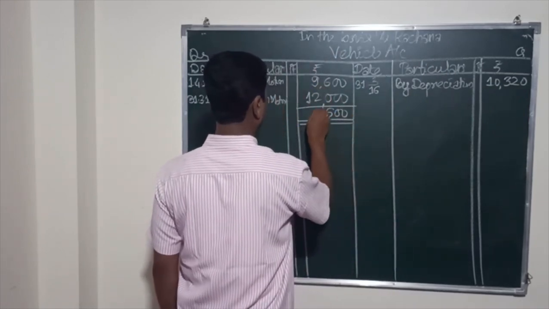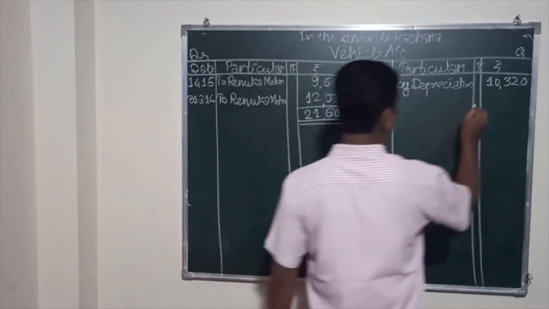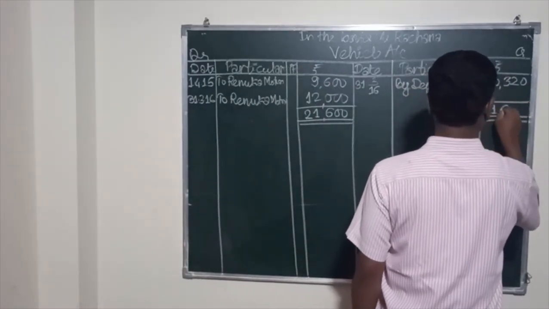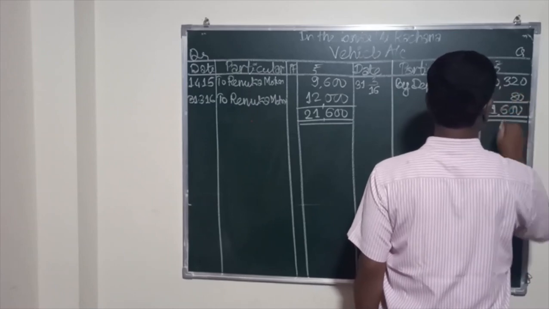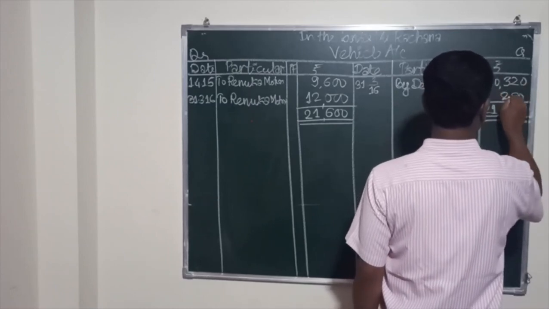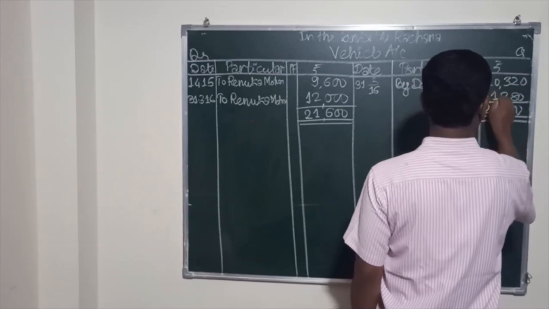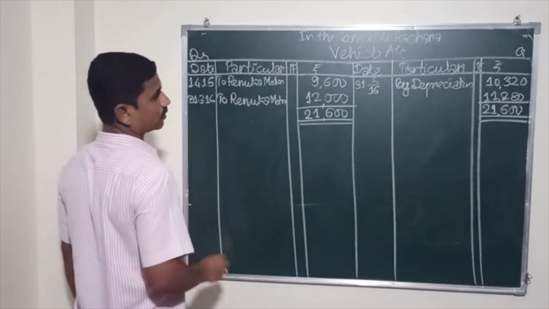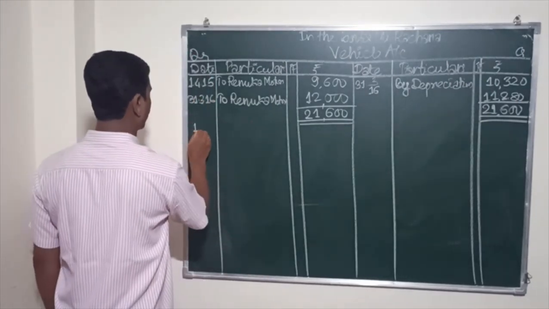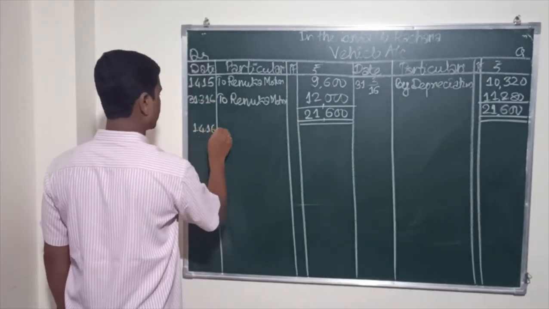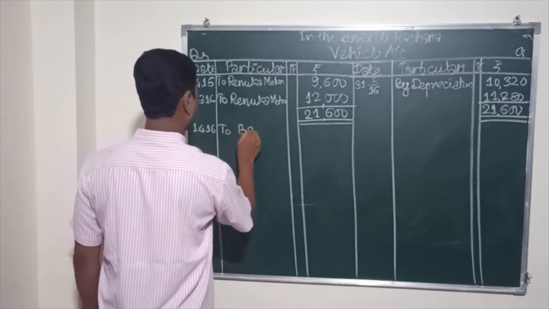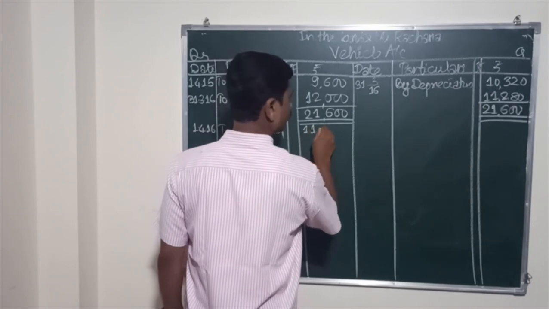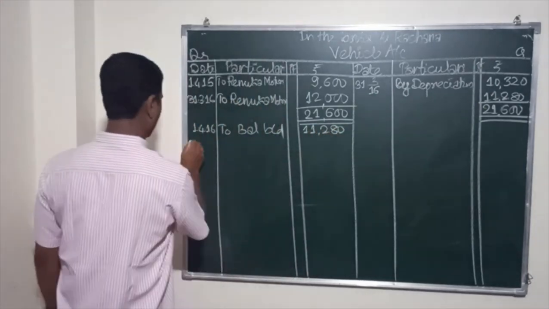600, 9 plus 11 carry 1, so 21,600. So here 21,600. Find the difference here. 80 carry 1, 4 plus 2 here, 1 here, 11,280. So on 1/4/16, to balance brought down. So this is 11,280.